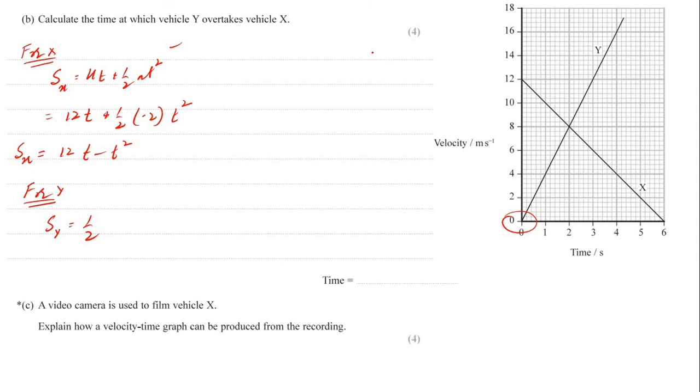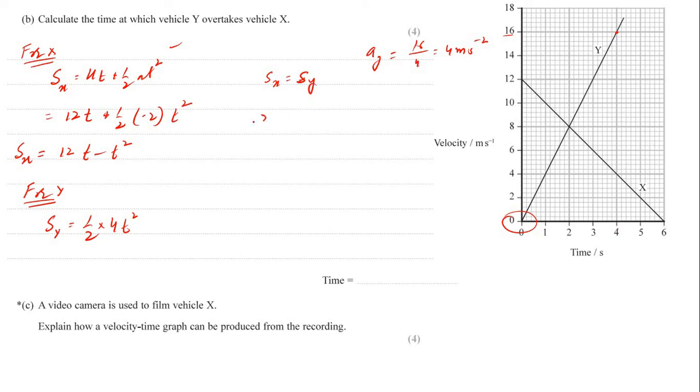So you can work out the acceleration of vehicle Y. You can clearly see that this is 16 meters per second and this is 4. So 16 divided by 4, which is 4 meters per second squared. This is the acceleration of vehicle Y. So half of 4 into t square. This is the distance. And at the time of overtake, s of x is equal to s of y. Distance traveled by both vehicles will be the same.